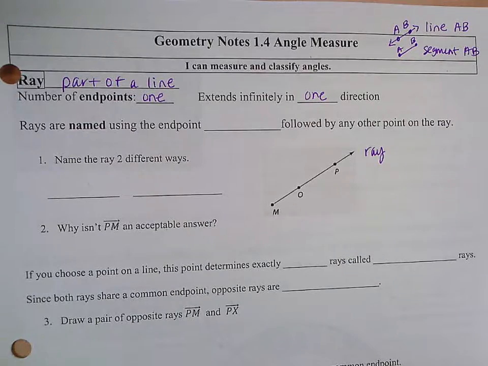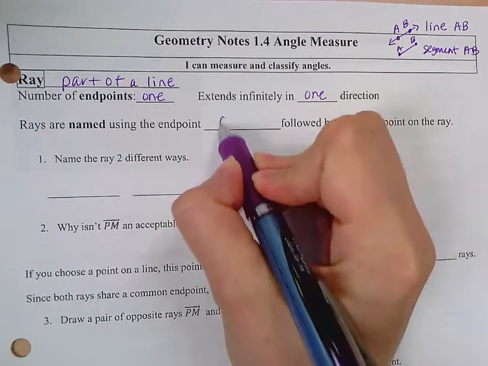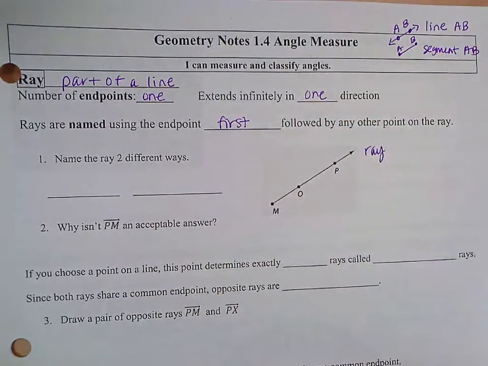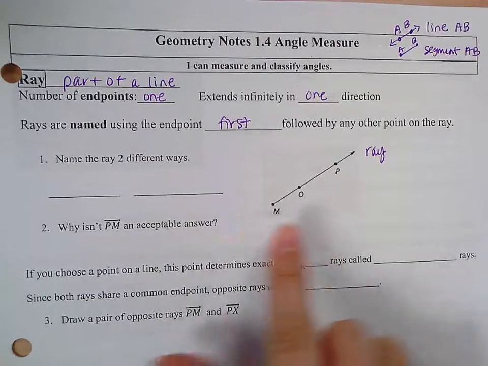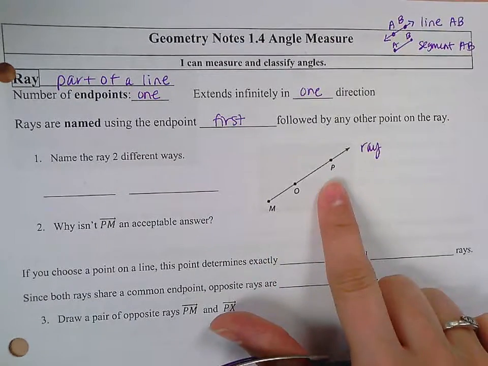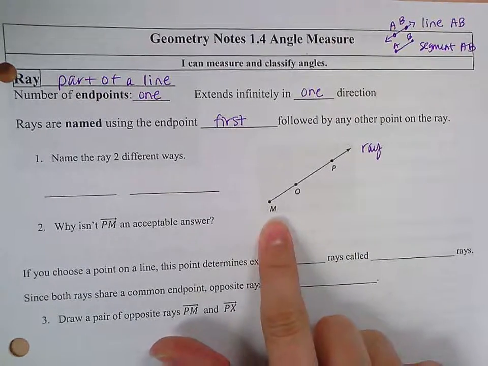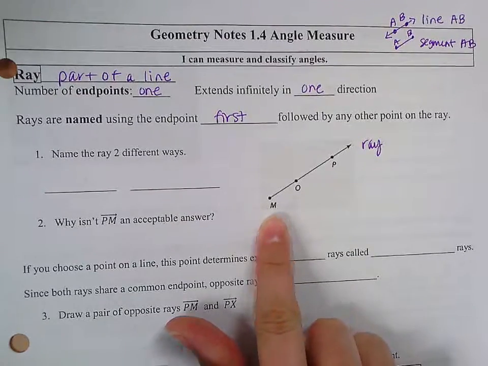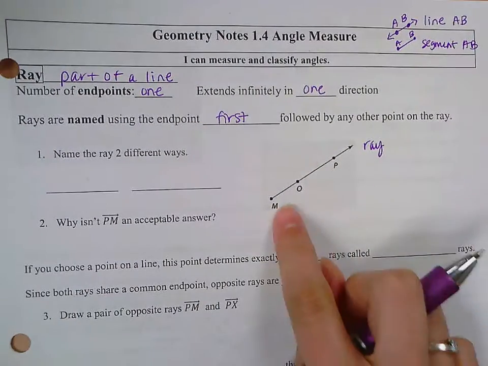So rays are named using the endpoint first, followed by any other point on the ray. But you have to name the endpoint first. So lines, it didn't matter which order you had the letters written in. Segments, it didn't matter which order you had the letters written in. Rays, it matters. The endpoint has to be first. So there's only 2 different ways we could name this ray, but M has to be first for both of them. So I could name it MO.